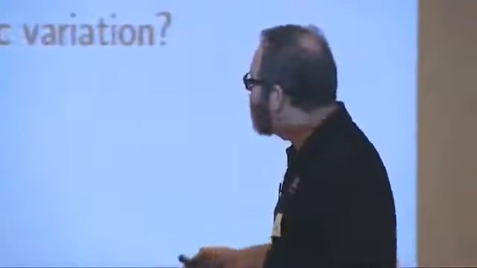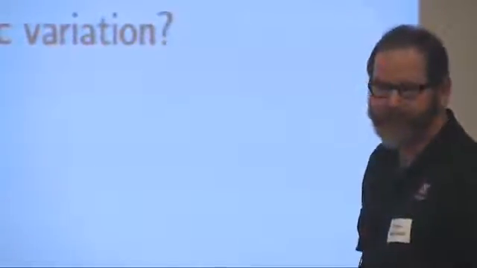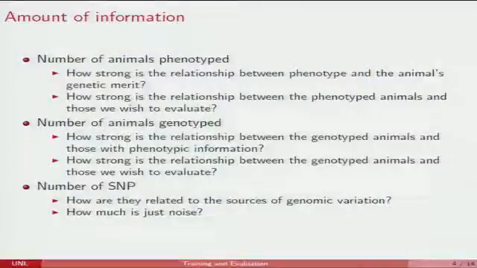The number of animals genotyped is important, and we're collecting many more genotypes. But it's not just the absolute number. You don't just double and get twice as much information. Again, it's how strong the relationship is between the genotyped animals and those with phenotypic information. If those are unrelated, it's not providing us any information at all. And also, how strong the relationship is between the genotyped animals and those we wish to evaluate.